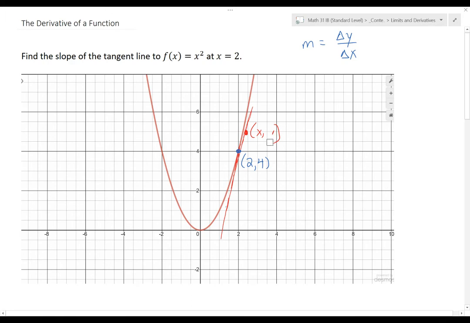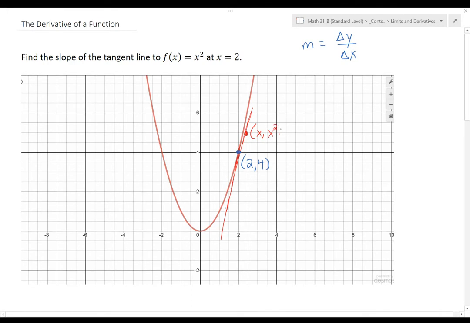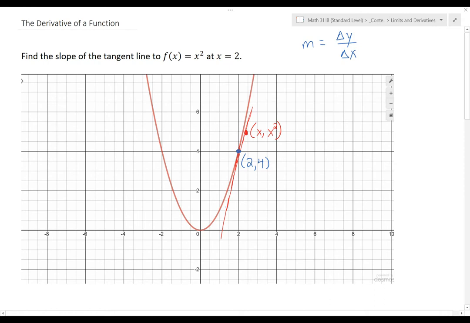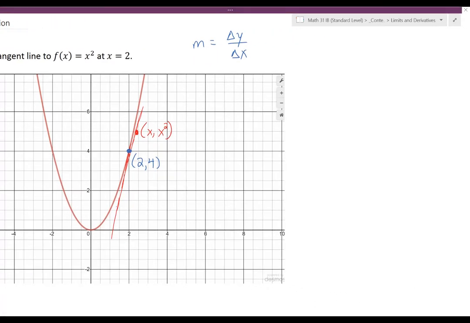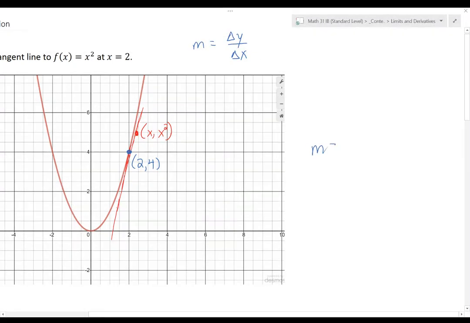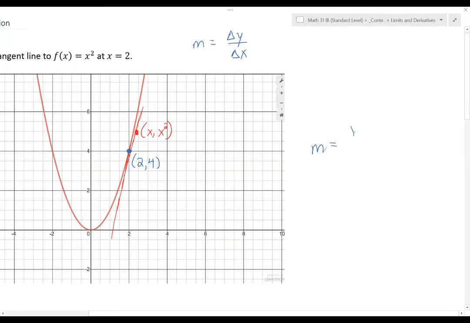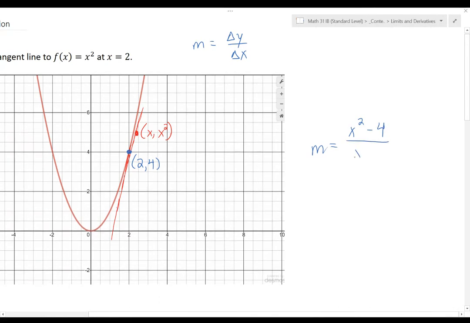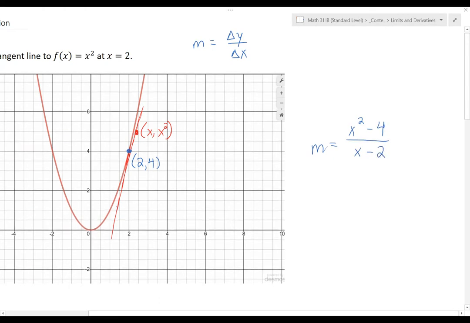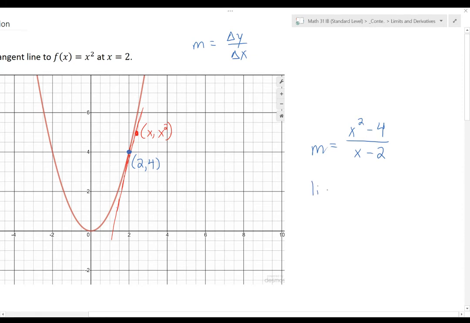So I'm going to actually use the function here. So the y value is x squared. So this point is x squared. This means that the slope between those 2 points, so the slope is the change in the y value, x squared minus 4, over the change in the x value, x minus 2. I want the limit as x approaches 2 of this slope.